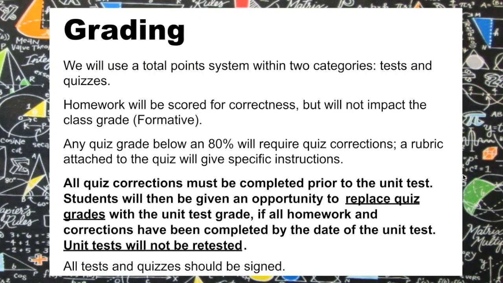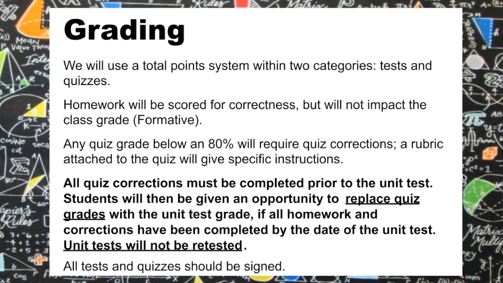For grading in Math 6, we use a total point system with 2 categories, tests and quizzes. Homework is scored for correctness, but is not impacting their class grade. So it's formative. It does go into the grade book so that you are aware at home how your student is doing on their homework. Any quiz grade below an 80% does require quiz corrections and a parent signature on the quiz so that we know that you have received it.